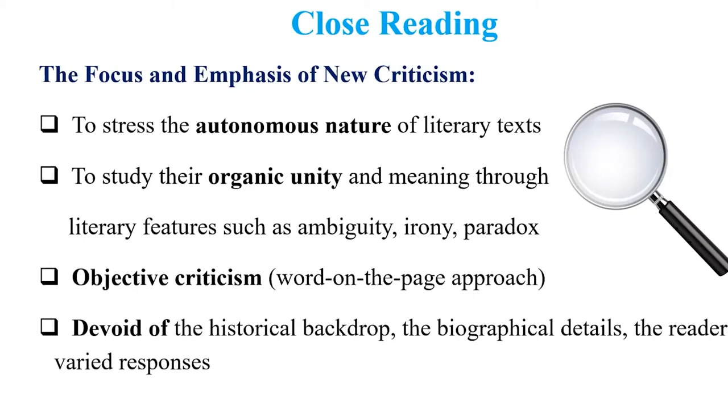Number one, they said art is autonomous. Autonomous means self-rule. So literature is kind of self-ruled by literary aesthetics. We do not bother about historical backdrop or biographical details or readers' response. So that is one essence. And its method: it looks for organic unity. The entire poem has to gel together. And how it is done, you have to study the literary features available there: images, symbols, or ambiguity, irony, or paradox. We will talk about irony and paradox at a later point.